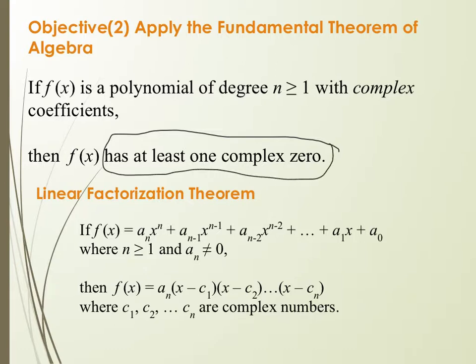So the linear factorization theorem says if I have a polynomial of degree n, where n is greater than or equal to 1 and the lead coefficient is not equal to 0, then there is potentially as many factors as there are degrees, right? So in other words, what I mean by that is there are at least n complex numbers.